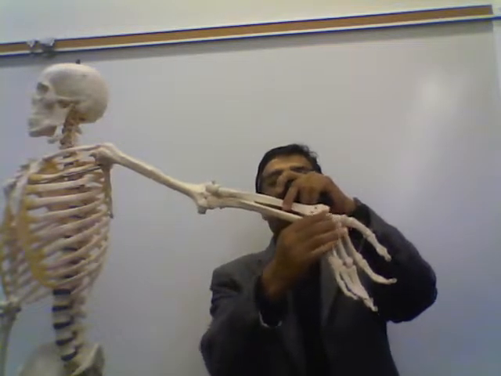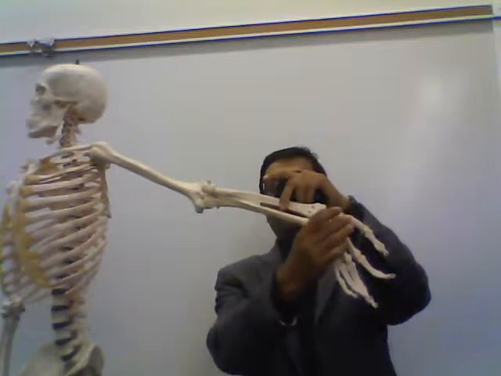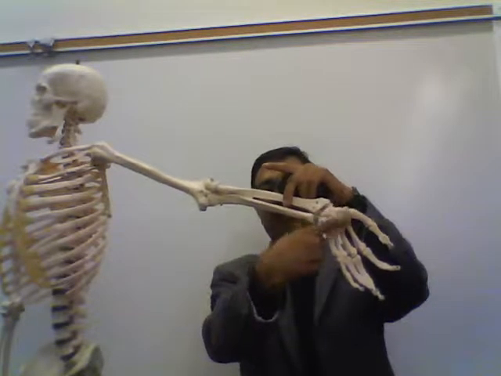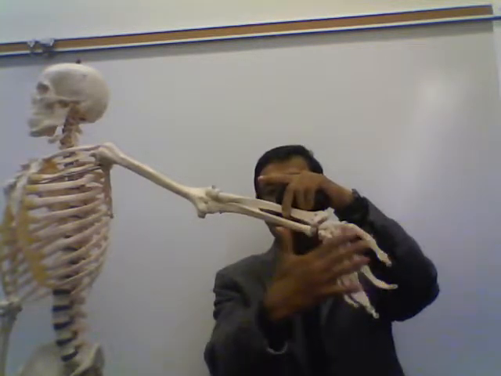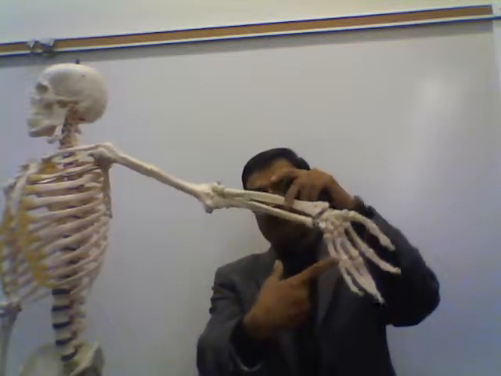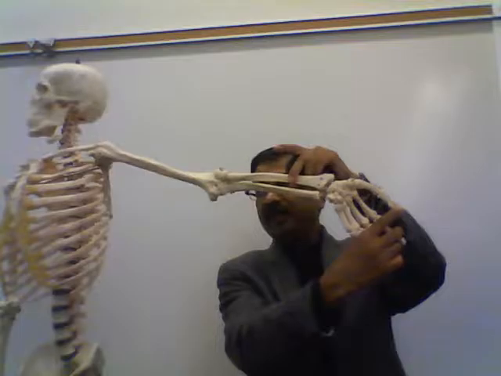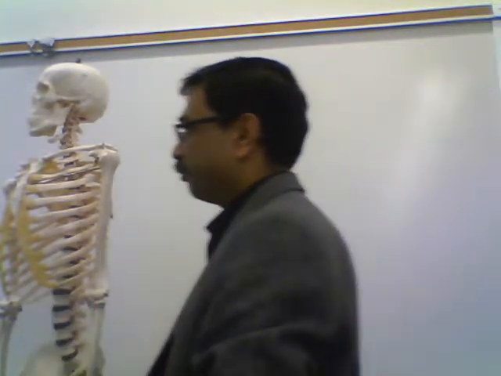And then in the hand, you have wrist bones. Those are called carpals. 8 carpals. Okay. Then in the palm here, you have 5 metacarpals. And then 14 phalanges. Okay, finger bones. So wrist bones are carpals, 8. Palm bones are metacarpals, 5. And finger bones are phalanges, 14. So those are the bones of your upper limb.